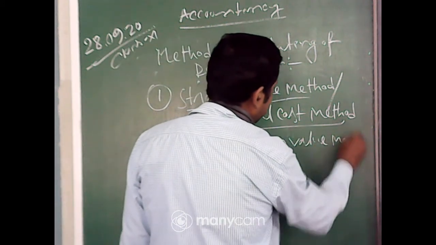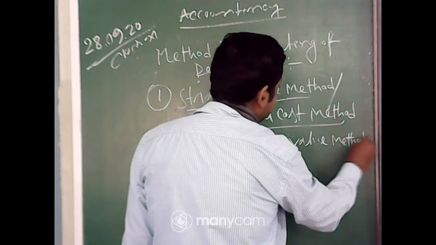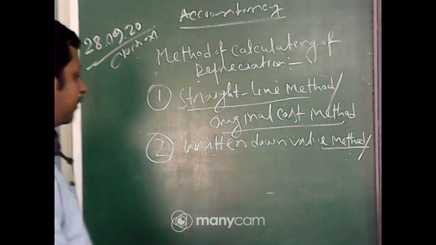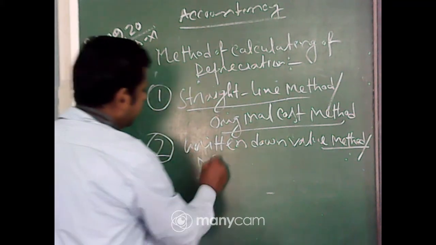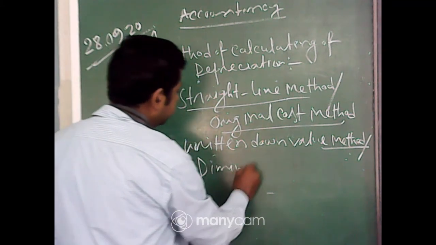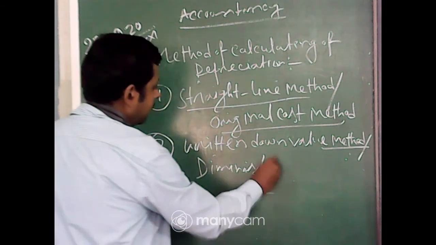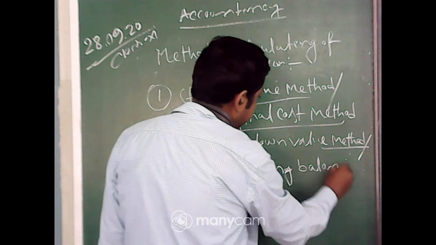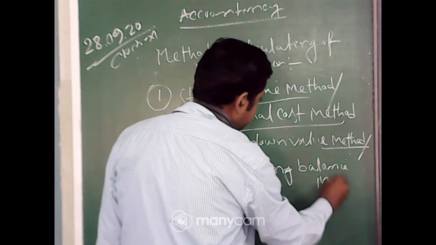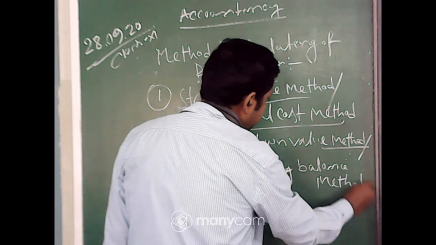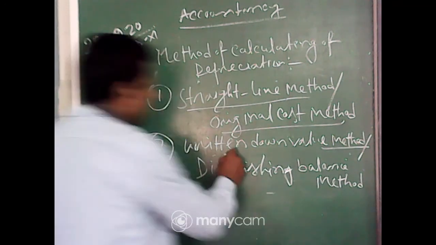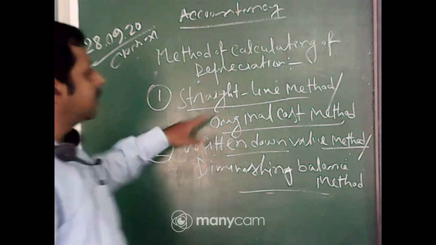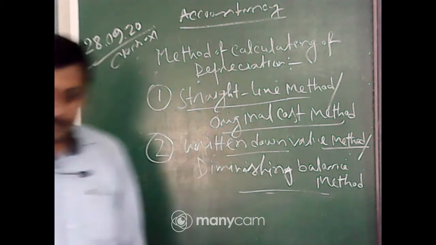Written down value method. Okay. Sometimes it is called diminishing balance method. Written down value method or diminishing balance method is the same thing. Here straight line method and original cost method is the same thing.